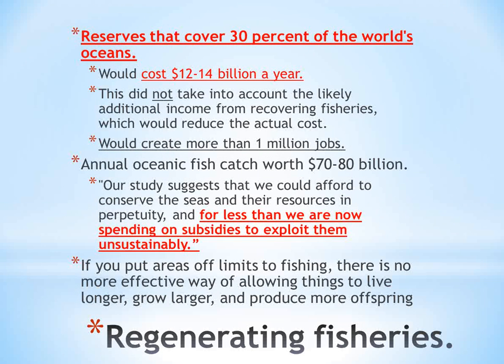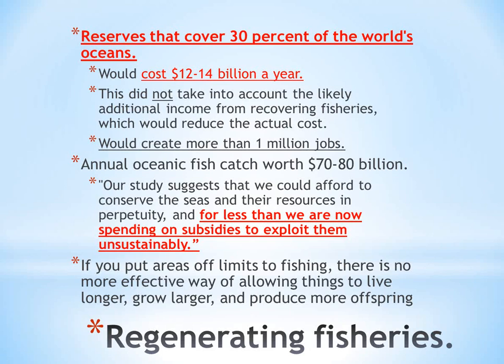Regenerating fisheries, with reserves that cover 30% of the world's oceans, would cost $12-14 billion a year. This did not take into account the likely additional income from recovering fisheries, which would reduce the actual cost. It would create more than 1 million jobs. Annual oceanic fish catch worth $70-80 billion. Our study suggests that we could afford to conserve the seas and their resources in perpetuity, and for less than we are now spending on subsidies to exploit them unsustainably.